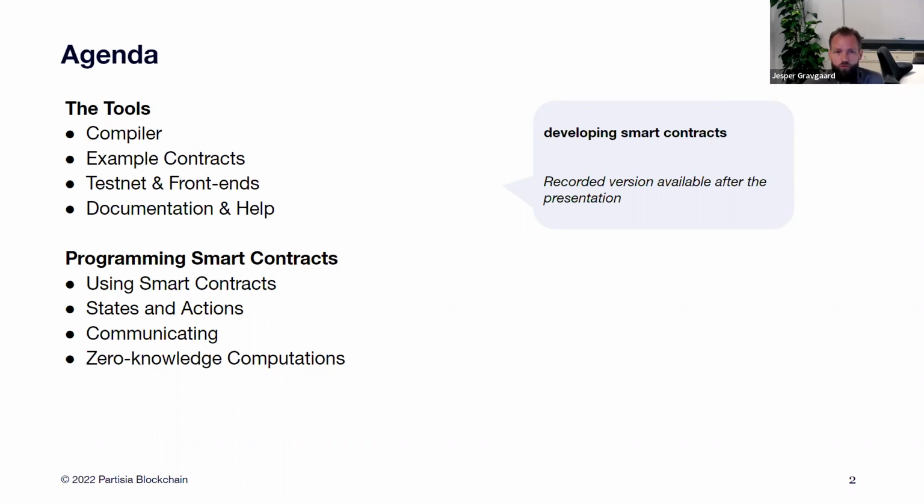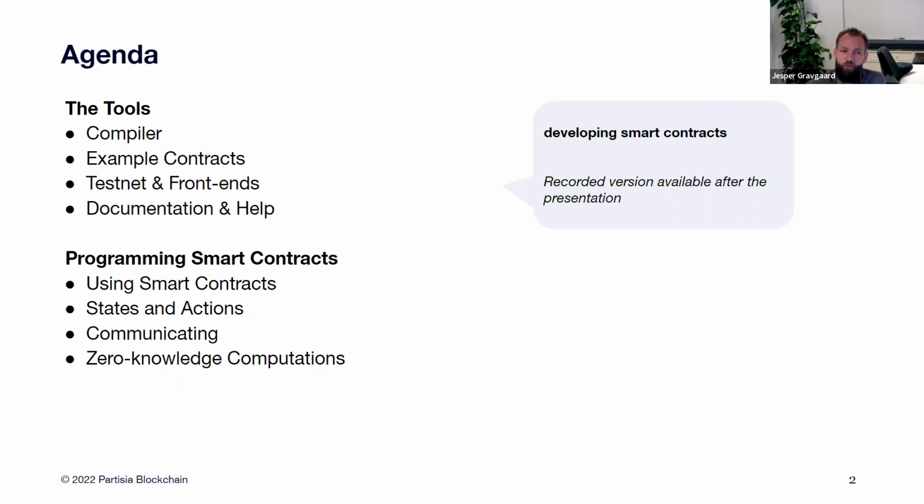When I've gone through the tools, I will move on to actually talk about what the coding looks like. I'll show you a little bit about how you can use smart contracts, and then I'll dive into code. How do you declare states and actions of a contract? How do you create contracts that actually talk to other contracts?